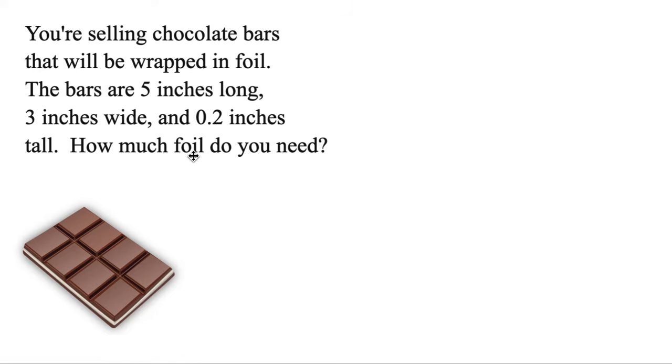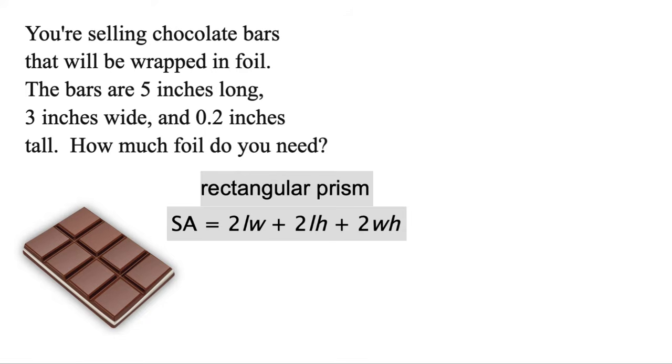How much foil do we need to wrap this bar of chocolate? We're talking about wrapping the outside, so we're talking about surface area. The question is, what shape is this? We could think of it like a really flattened box, or in other words, a rectangular prism. So that's the formula we're going to use. We just need to know the length, the width, and the height. But lucky for us, those are given right there, so let's just copy those down.